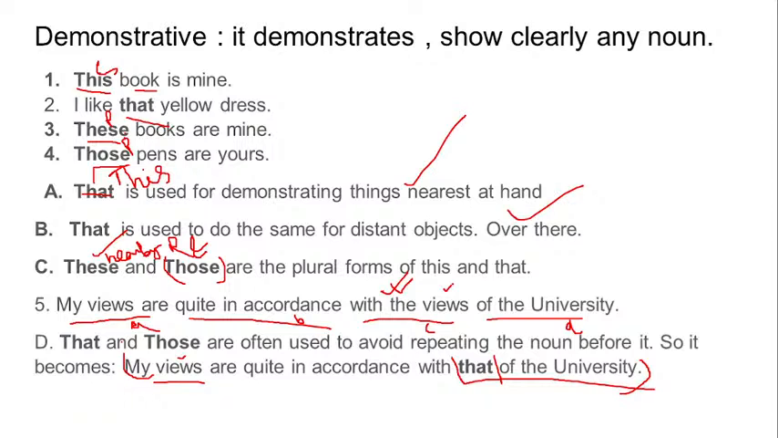That will be the right answer, that you change it to with that of the university. That will be used for repeating the noun before it. When we find a noun already mentioned in the first part of the sentence, if something similar is used in the next part of the sentence also, we have to use "that" for that. In place of the repetition, it makes it correct. And the sentence goes as: my views are quite in accordance with that of the university.